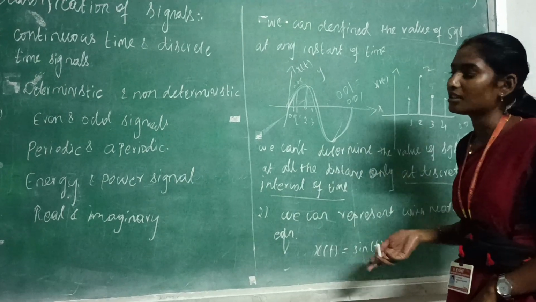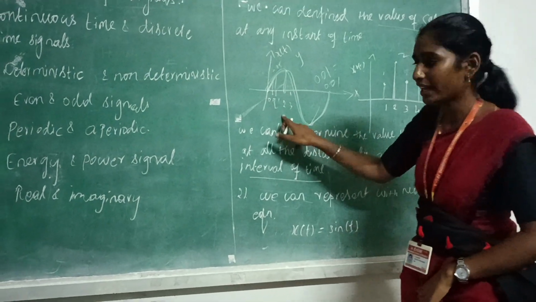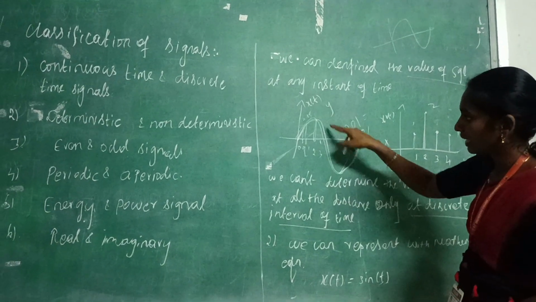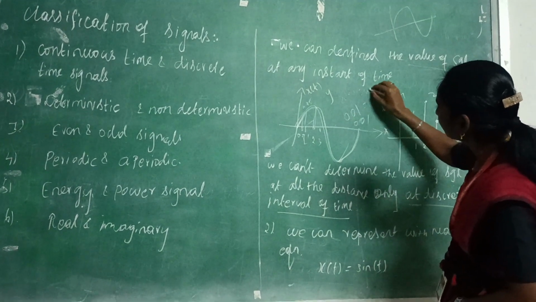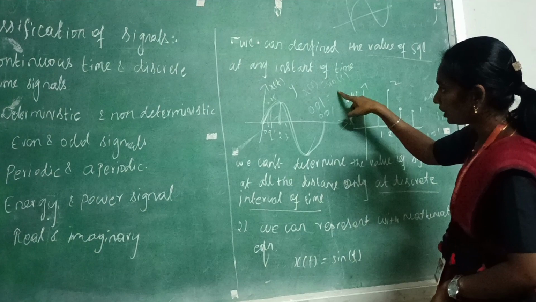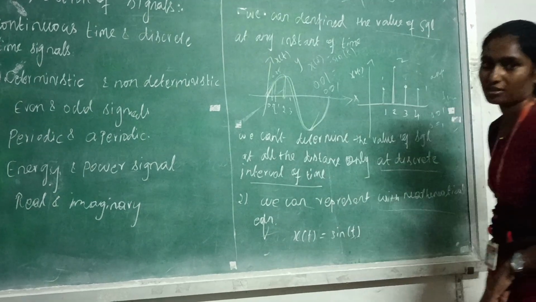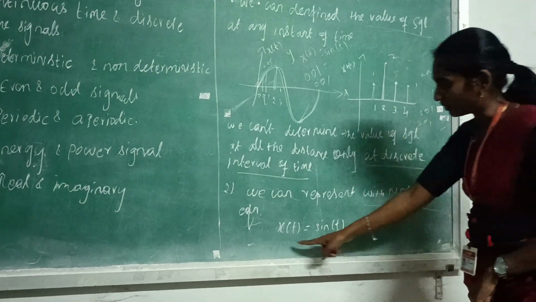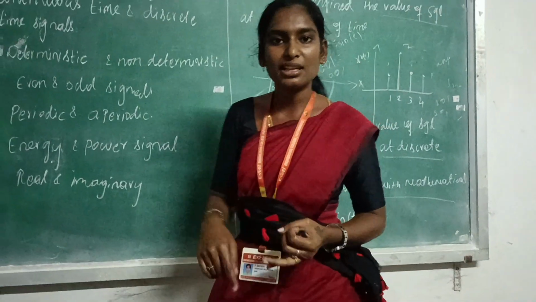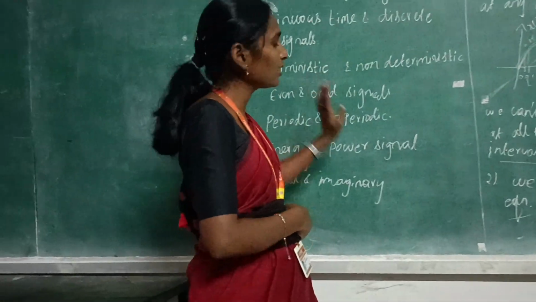So second one is the deterministic and non-deterministic signal. So deterministic is nothing but, if you are having any signal, in here is the sine signal. So in here x of t equal to sine t, and also the time period will be t. So we can represent x of t equal to sine t. So we can represent it as a mathematical equation. Understand? If you have any signal, the signal means sine signal or cos signal, we can represent it by using a mathematical equation. That is called the deterministic signal.